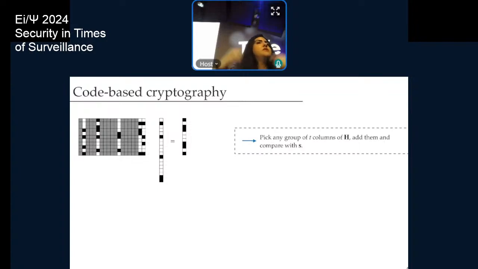And so you pick columns randomly until you do this. And what is the cost of choosing this combination of columns? It is n choose t, right? If I know that t is the number of columns I need to have, and there are n in total, this is the number of combinations that I need to try. Okay, so that is one problem in code-based.